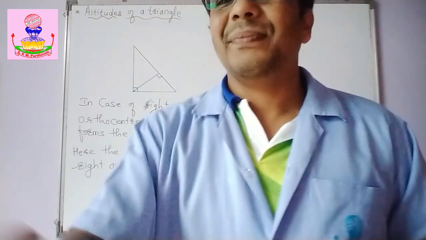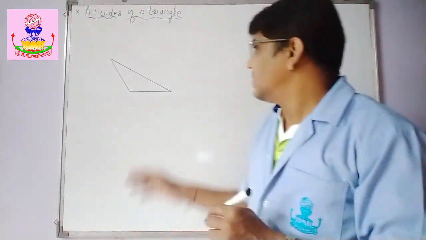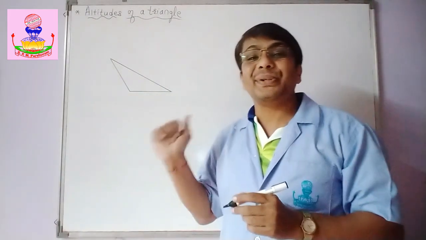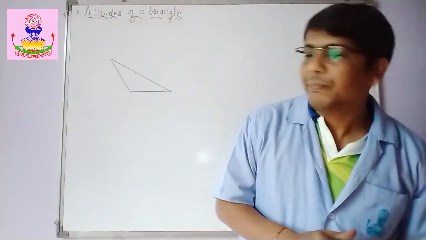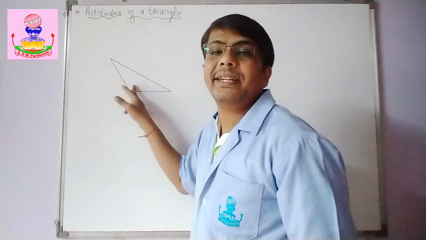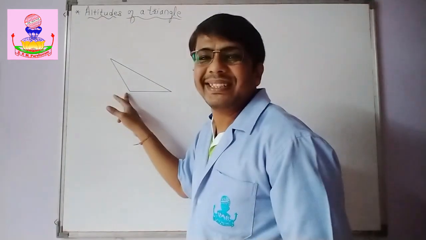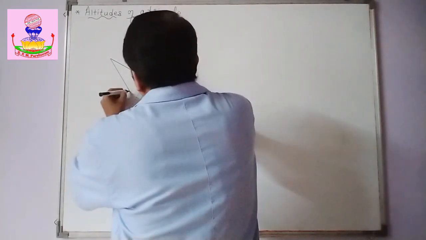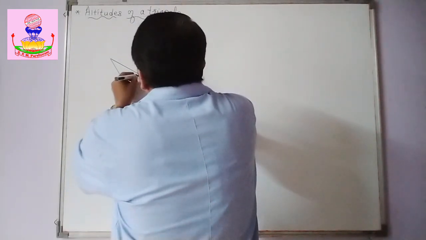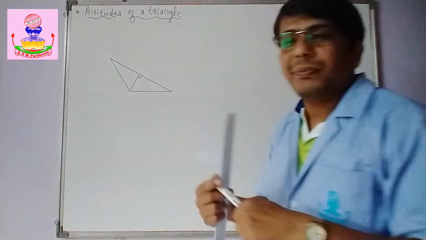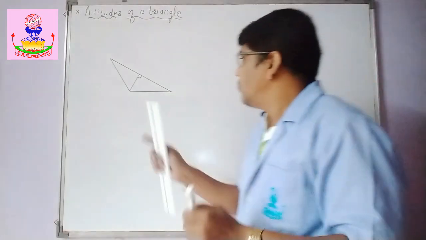Okay. Now next is, yes, exactly, the obtuse angle triangle. Let us see. Now let us see the altitudes of the obtuse angle triangle. Okay. Now for this side, this is the vertex. So let us draw the altitude, which makes the 90 degree angle. Right? So this is the altitude.